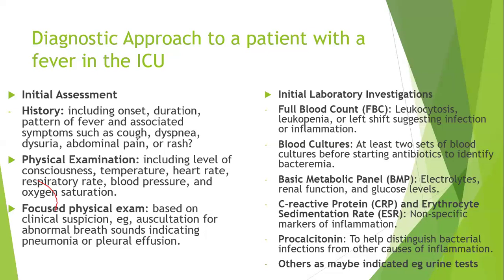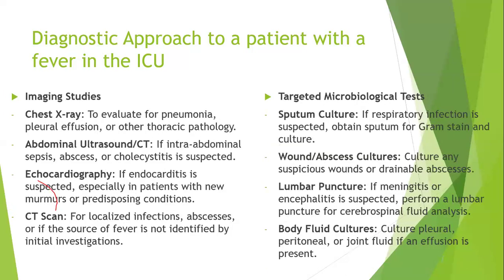Infective or inflammatory markers, your C-reactive protein and your erythrocyte sedimentation rate, are not specific for bacteria, but they can tell you the presence of inflammation. Procalcitonin is important here because it is more bacteria specific. Imaging studies, chest X-ray, as is indicated. You won't be doing a chest X-ray for a patient that you suspect has a catheter-associated urinary tract infection. So imaging studies are ordered as required.